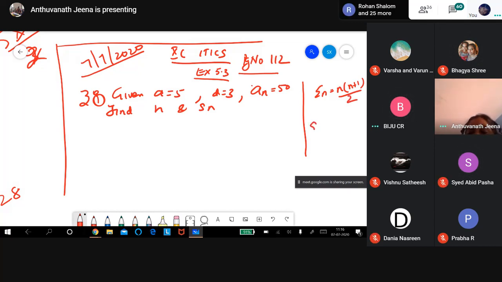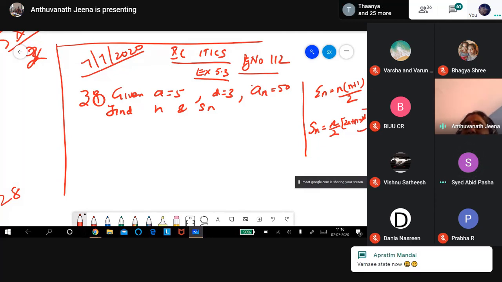Saida, say the Sn formula. There are two formulas for Sn. Others mute, Saida is answering. First, say one formula. N by 2 into 2a plus n minus 1 into d.